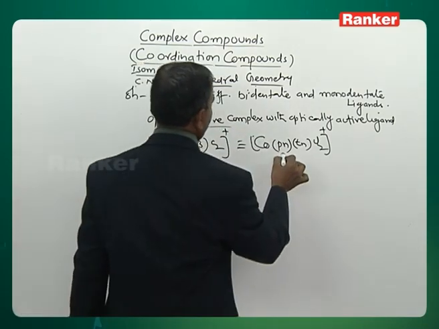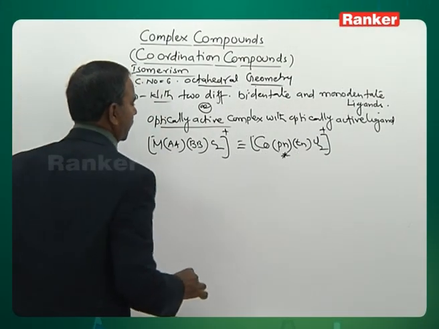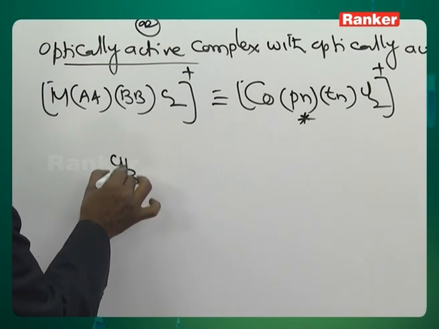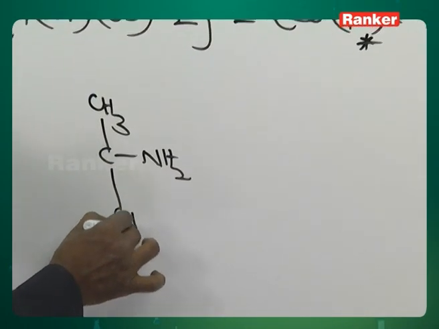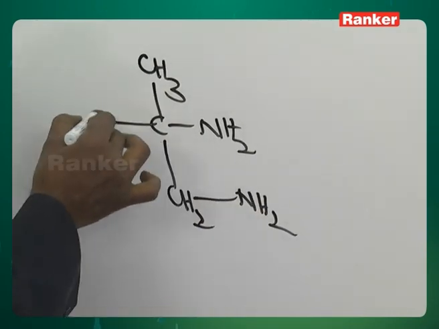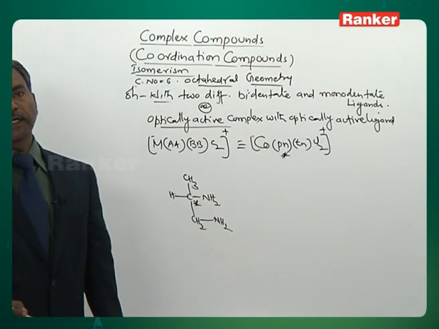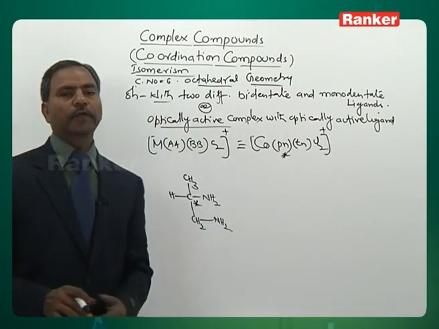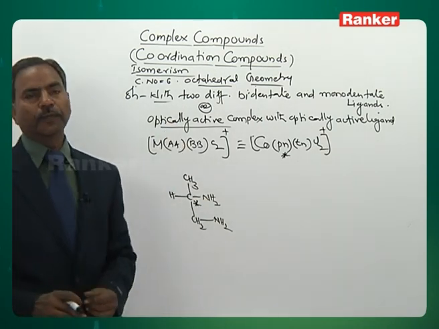So this particular pn is an optically active ligand. How do you say this is an optically active ligand? Let us check the structure of pn. You know, CH3, 1,2-diaminopropane. You see this is carrying an asymmetric center. This particular ligand itself is optically active, and the complex is also found to be optically active. So, optically active complex with optically active ligand. This is important to remember.